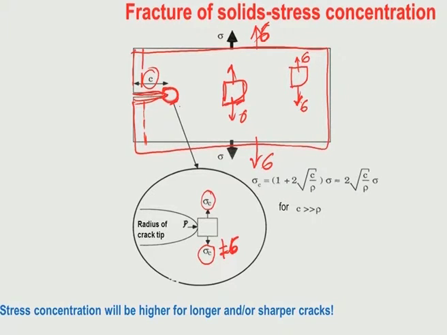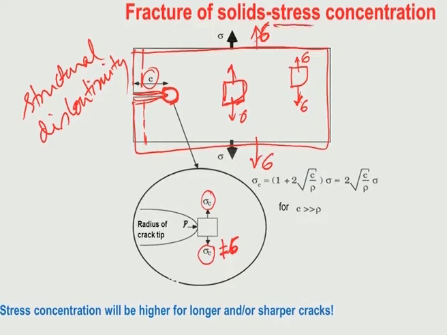So, a crack essentially represents some structural discontinuity, and because of that, around the crack tip there is something called stress concentration, which has been mathematically expressed here. What you see here is 1 plus 2 into square root of c upon rho. So, what is c? c is your crack length. What is rho? Rho is the radius of the crack tip, the radius of curvature of the crack tip.